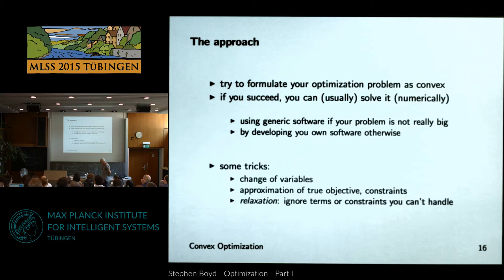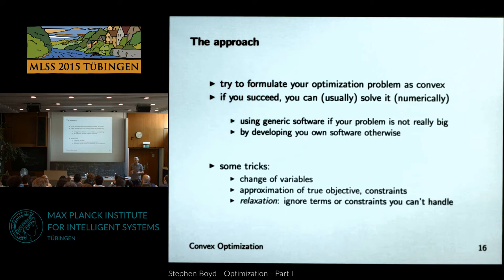Okay. Now, there's tricks, right? So there's changes of variables. There's approximation of true objectives and constraints. And there's relaxation, right? These are just standard tricks in a long course. I teach a 10-week course on this at Stanford. It's a lot of work. I mean, people work like 20 hours a week on it. You would see all of these things, right? And some of them are actually very interesting, even theoretically.